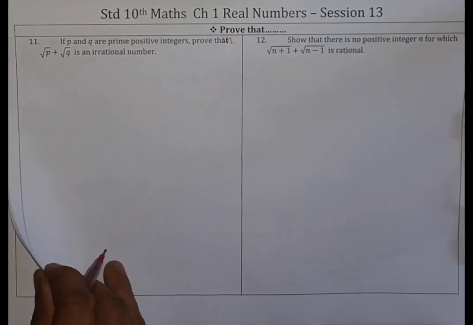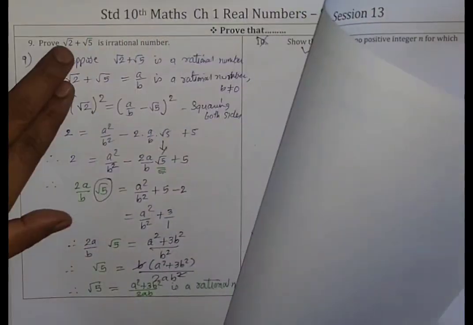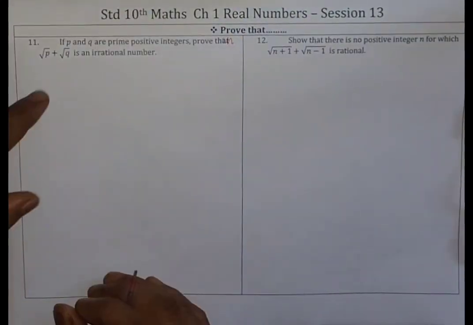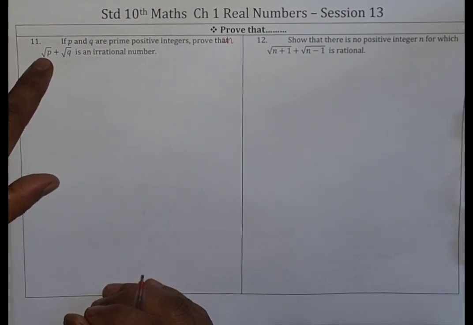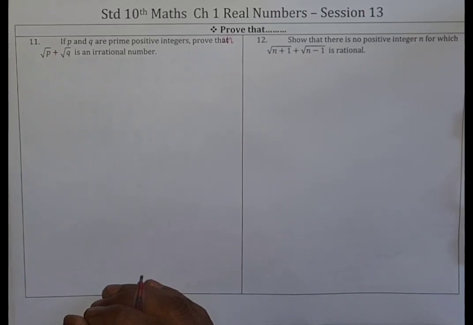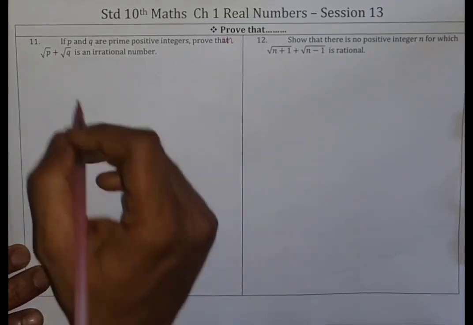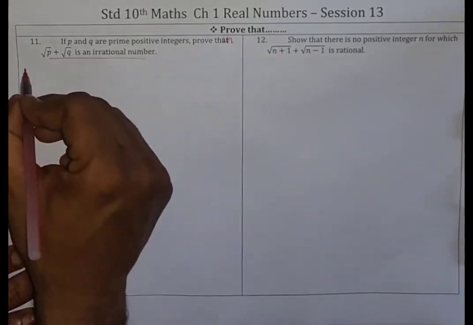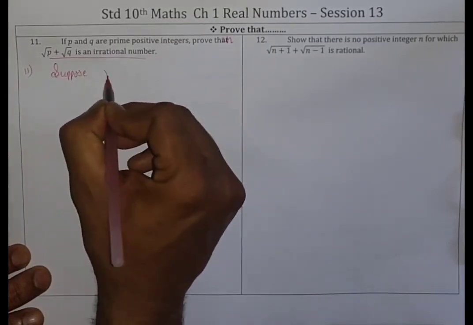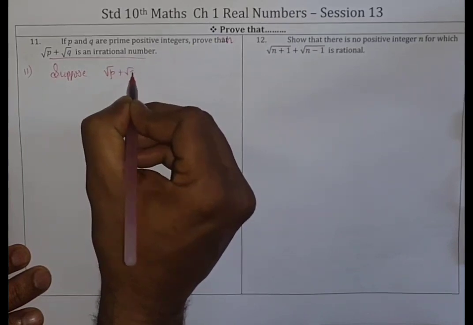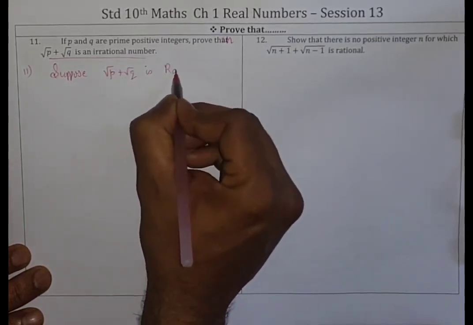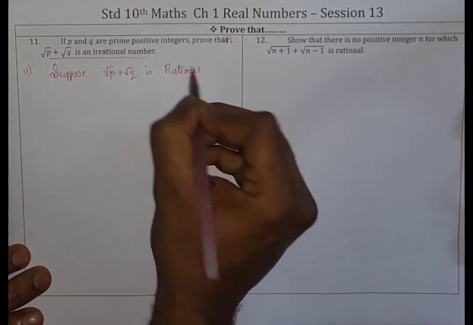Children, this is very simple. It is similar to this. 2 or 5 prime number. Uski jagah pe unknown number de diya, variable de diya, P and Q, they are prime positive integers. And we have to prove that root P plus root Q is irrational. As usual, kya karenge? Suppose root P plus root Q is rational.